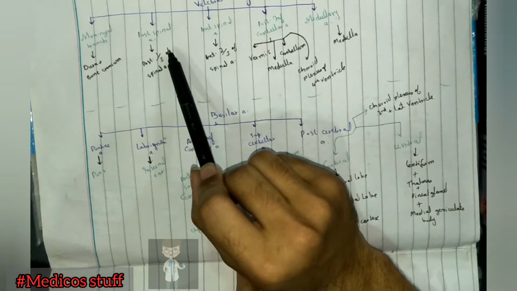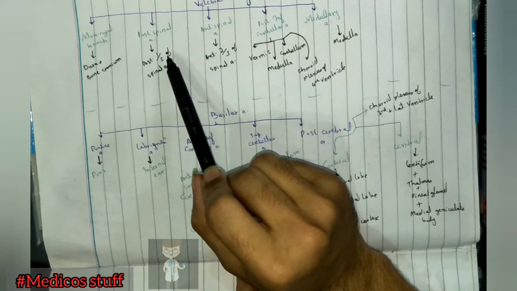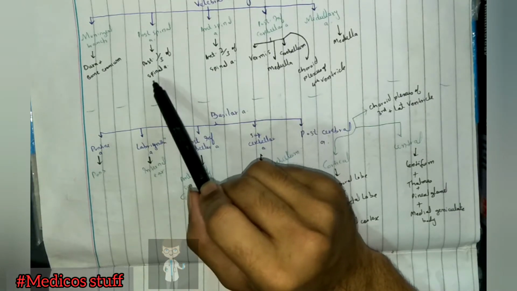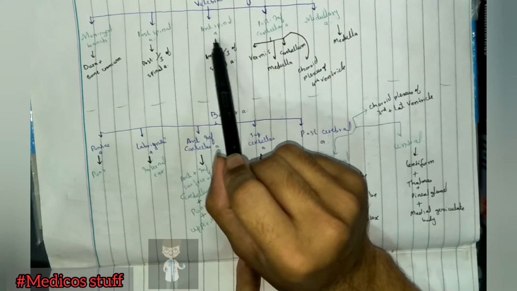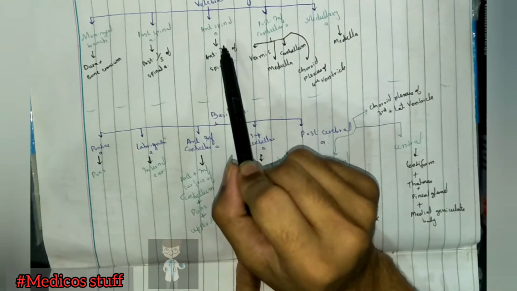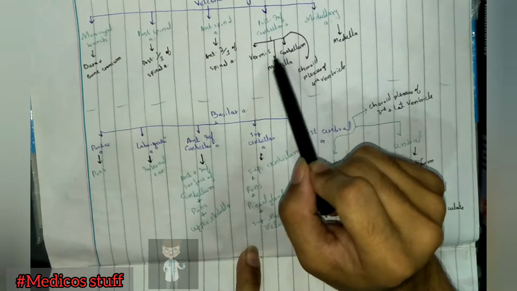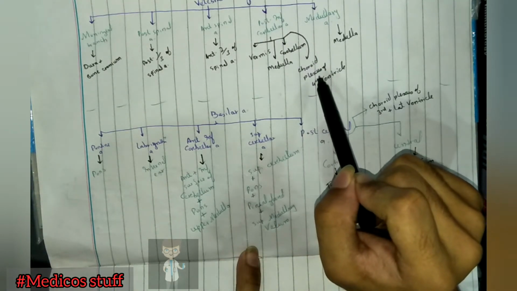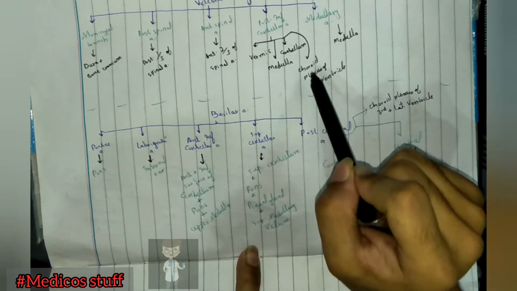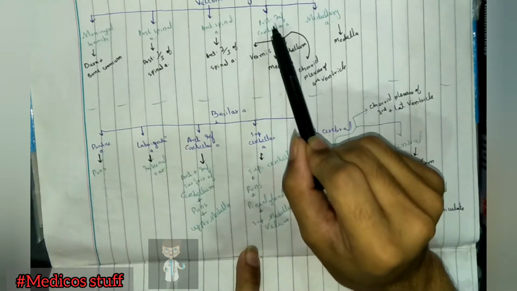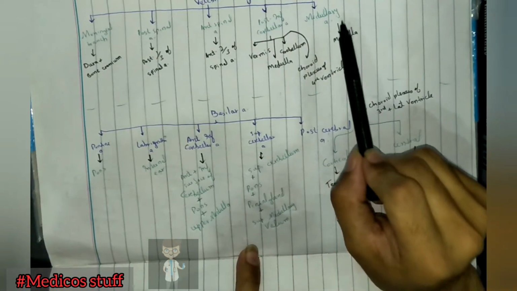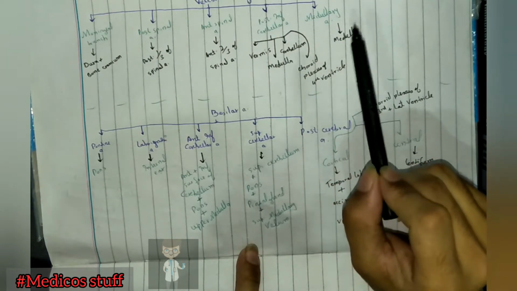Then the posterior spinal artery. The posterior spinal artery supplies the posterior 1/3 of the spinal cord. Then the anterior spinal artery supplies the anterior 2/3 of the spinal cord. Then the posterior inferior cerebellar artery supplies the vermis, medulla, cerebellum, and the choroid plexus of the fourth ventricle. These are all supplied by the posterior inferior cerebellar artery, a branch of the vertebral artery. Then the medullary artery supplies the medulla oblongata.